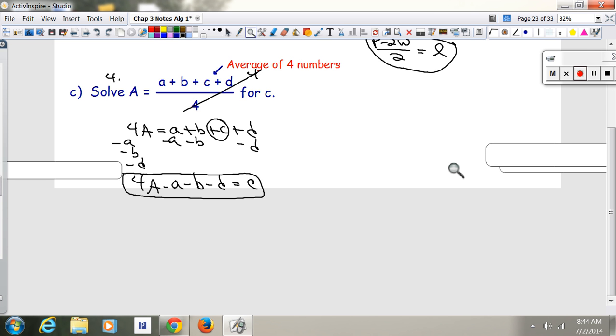So you can isolate any letter you want to in a formula. Just because it's got a set formula that we use, like C equals 2 pi r, doesn't mean that C has to be by itself. You can get the r by itself, or whatever. You can move formulas around anytime you want to.